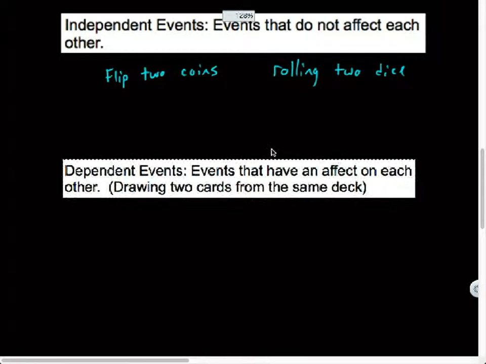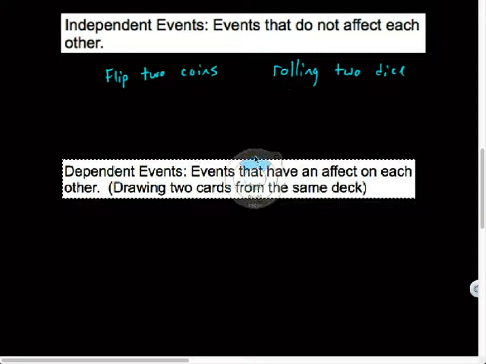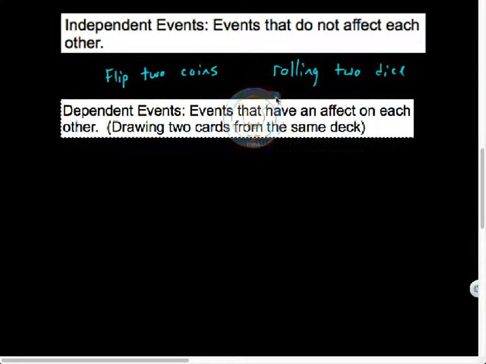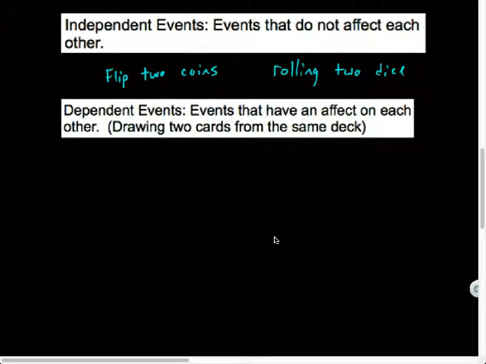Other types of events are dependent events, when they do have an effect on one another, like drawing 2 cards from the same deck. Or if I was choosing only from certain shirts once I chose which pair of pants I was wearing. So that's kind of what's going on there. Independent, dependent: I have to treat those situations differently as a result, and it's going to be interesting.